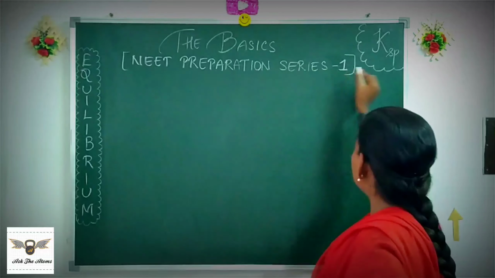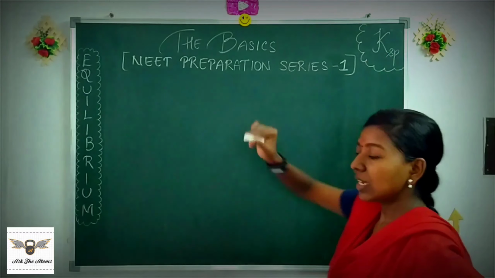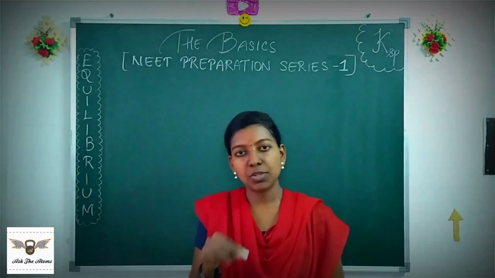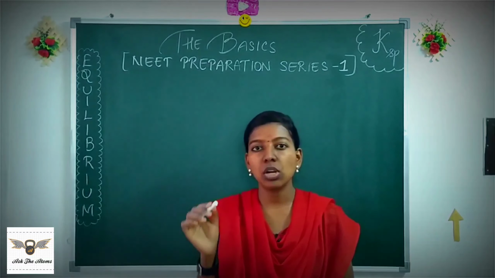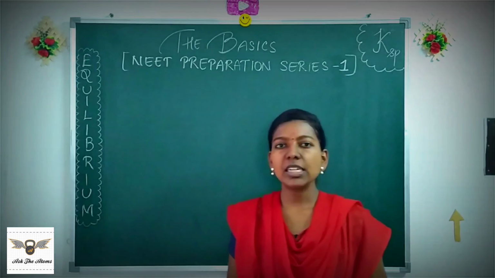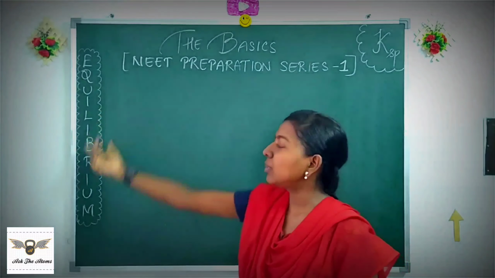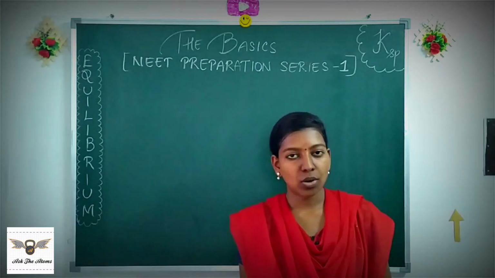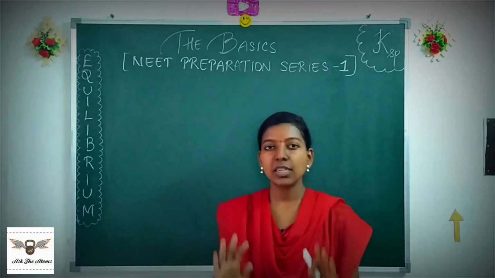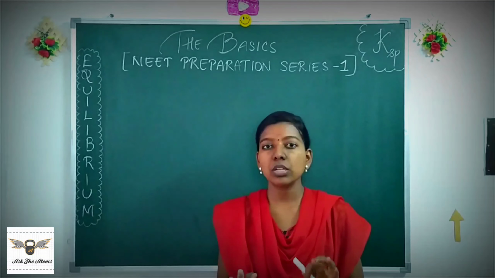It is given by the notation capital K with the subscript SP. SP stands for solubility product. What is it? It comes in the equilibrium chapter, so it is going to be another constant. It is nothing but the equilibrium constant for a salt.